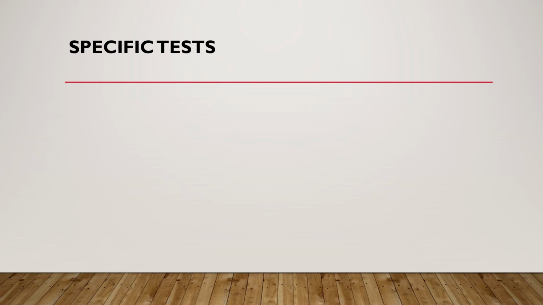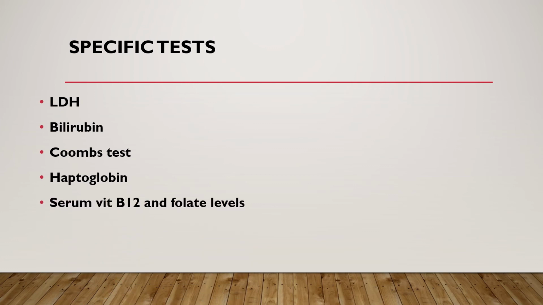Other tests that we should do include LDH level, bilirubin, Coombs test, haptoglobin, serum vitamin B12 and folate levels, osmotic fragility testing, and ANA, and also iron stain, and the like, based on our history and the physical examination, and also our findings from CBC, peripheral morphology, and retic count. So CBC, peripheral morphology, and retic count with history and the physical examination give us what further investigation we should do to get the underlying cause.